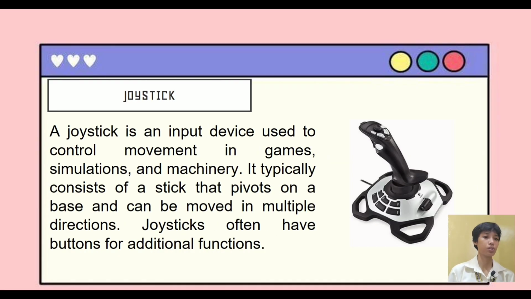And we have here a joystick. It is actually an input device since it's used to control movement in games, simulations, and machinery, and typically consists of a stick that pivots on a base and can be moved in multiple directions. Joysticks often have buttons for additional move functions. We are actually using this one in games, like before, in that ship, there is a computer or a game machine that uses a joystick.